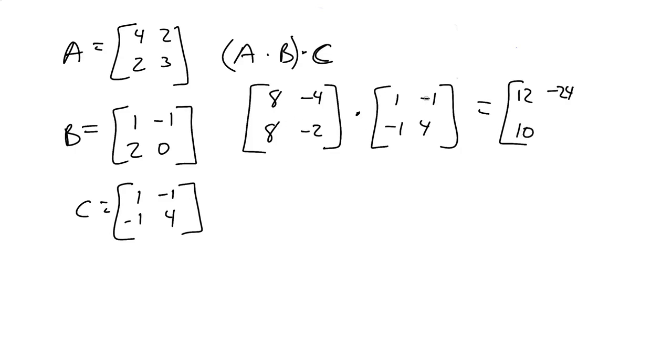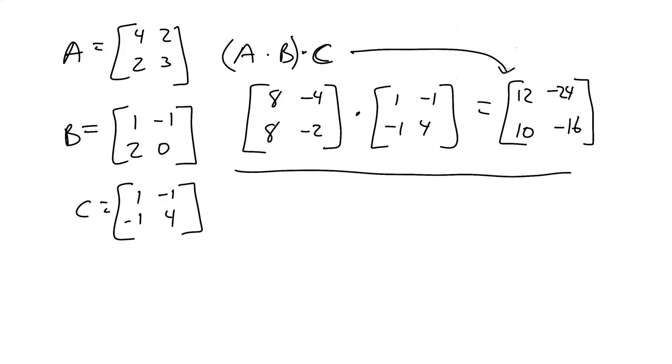And then you're going to do this dot producted with this, and that's going to give you -16. All right, very good to work that out and make sure you get the same answer, right? All right, so that's (A times B) times C.